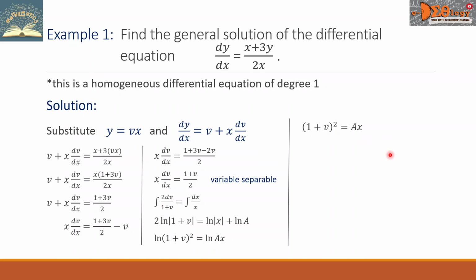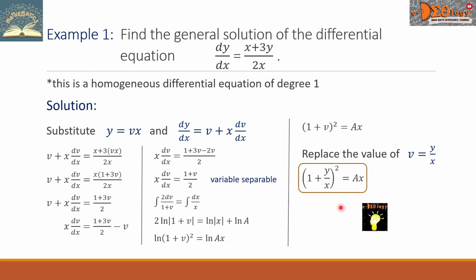We're almost done. We'll just go for the second step by replacing the value of v by y over x. So it becomes like this, 1 plus the quantity y over x, and this is squared equals ax. This is now the final answer.